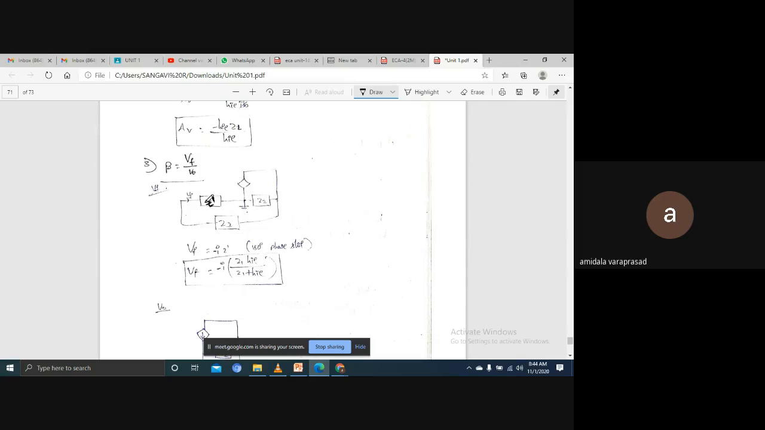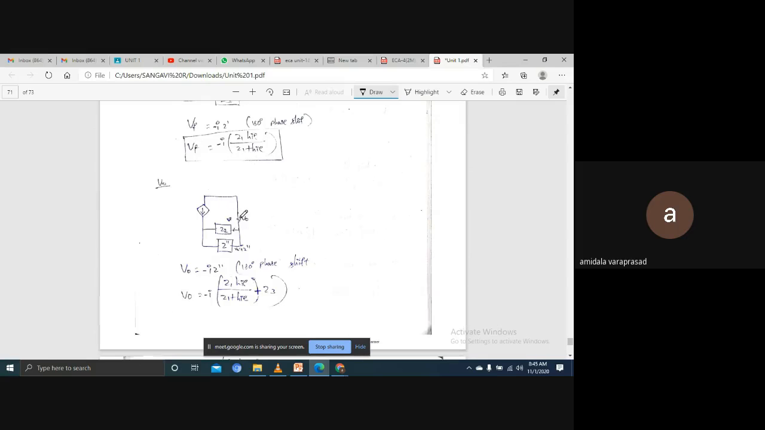Okay, Z dash. Here the feedback network consists of a 180-degree phase shift, right? That's why VF is equal to minus I into Z dash. What is Z dash? We already found Z dash. Next, from the feedback network, V naught is equal to minus I into Z double dash.